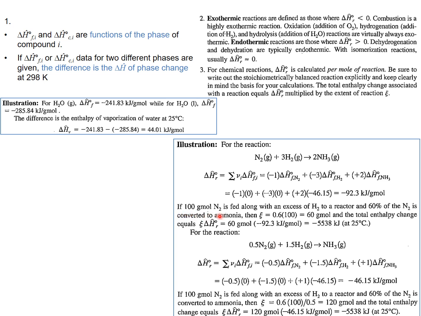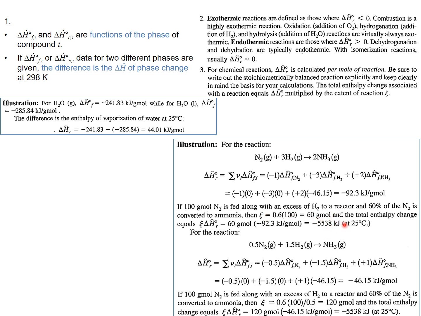If 100 gram mole nitrogen is fed along with an excess of hydrogen to a reactor, and 60% of the nitrogen is converted to ammonia, right? So let me calculate the Xi, or the extent of reaction. The statement is saying that 60% of 100 gram mole nitrogen is converted to the product. So 60 gram mole per some time scale per the stoichiometric coefficient of nitrogen is the extent of reaction. So let me say 60 gram mole per some time scale.